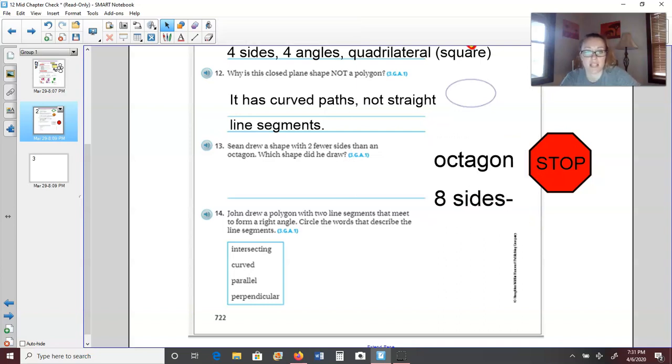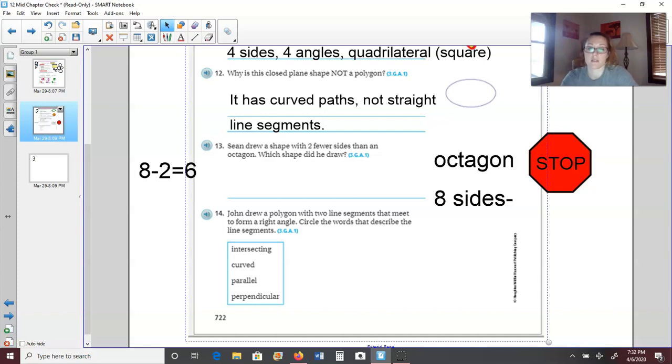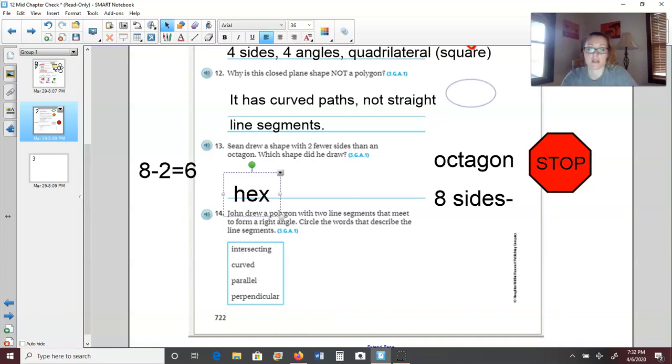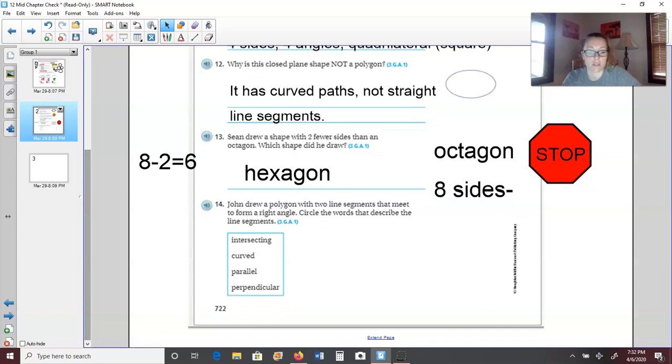Okay, so an octagon has 8 sides, so we're looking for a shape that has 2 fewer sides than an octagon. So let's do our math, boys and girls. 8 minus 2 equals what? If you were thinking 6, congratulations. So now we need to think, what do we call a 6-sided shape? A hexagon, that is. Excellent. Or excellent, since Easter's coming up.